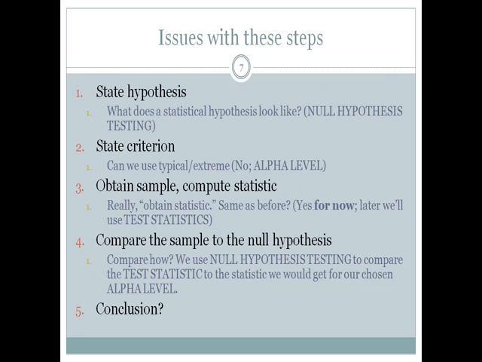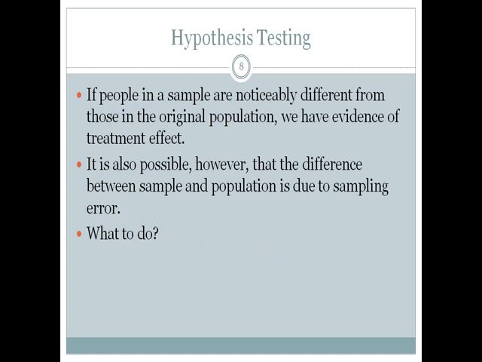Second of all, when we state a criterion, we need to make reference to the alpha level, a concept we'll look at more in this lecture. Third is that when we obtain and compute a sample statistic, we'll be computing specific statistics, such as t-statistics, that will be discussed in this lecture. Fourth is that when we compare the sample to the null hypothesis, we'll need to be using a specific approach that we'll be going over before we make our conclusion.